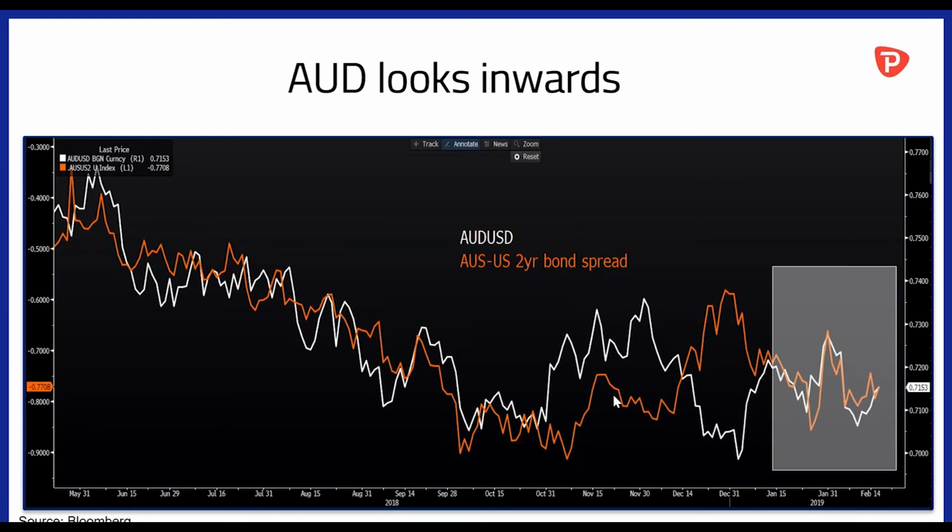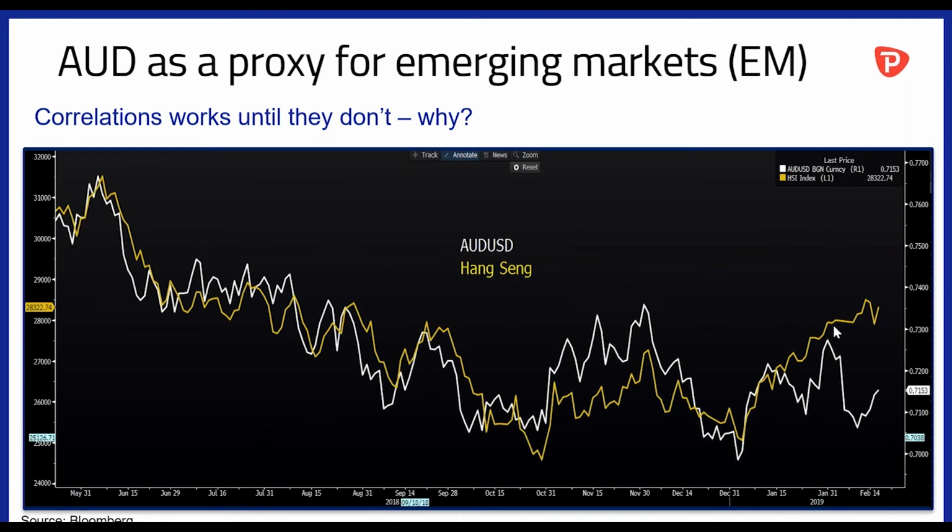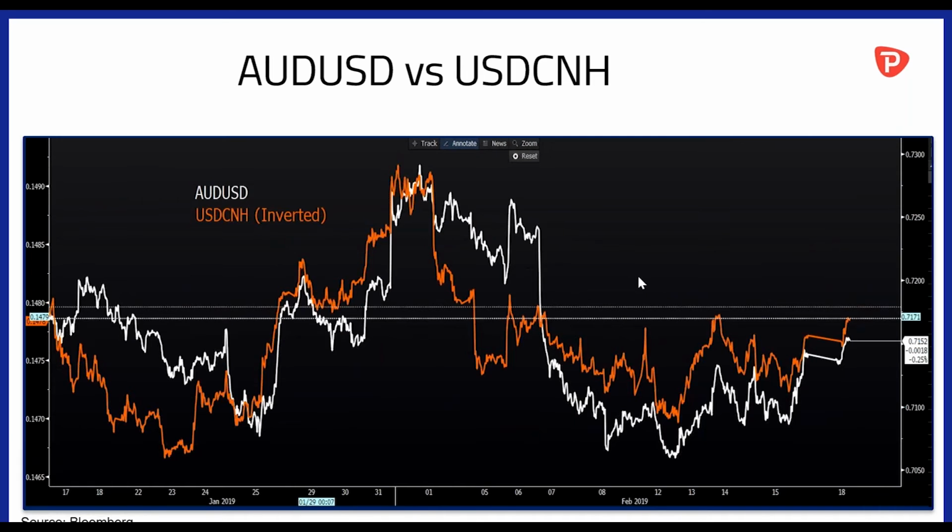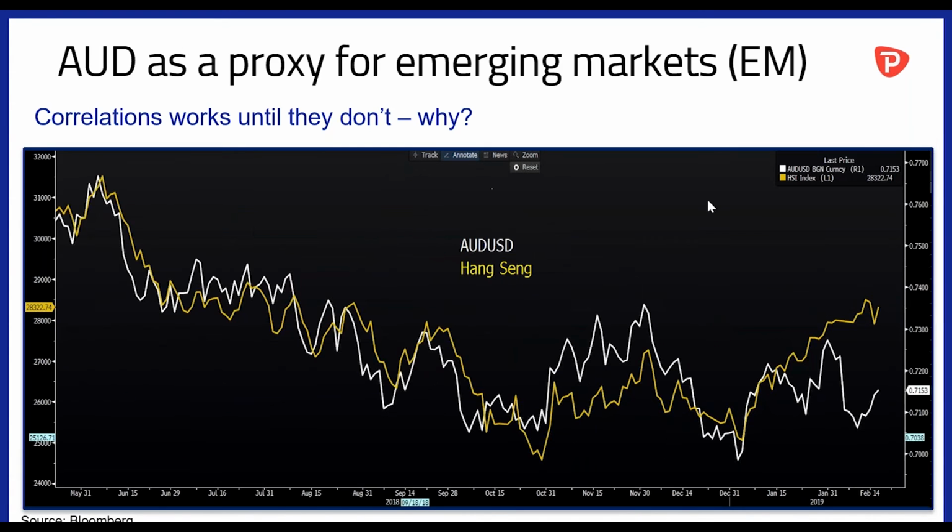It couldn't care less about what was happening in the Australian economy. It was all about what was happening abroad. And the Australian dollar was purely a vehicle for trading emerging markets. Now, look at what's happening now, with a situation where we've broken down against the Hang Seng. Okay, so we've still got a correlation with the Chinese currency. But when we're looking at the broad suite of emerging markets, it's broken down.